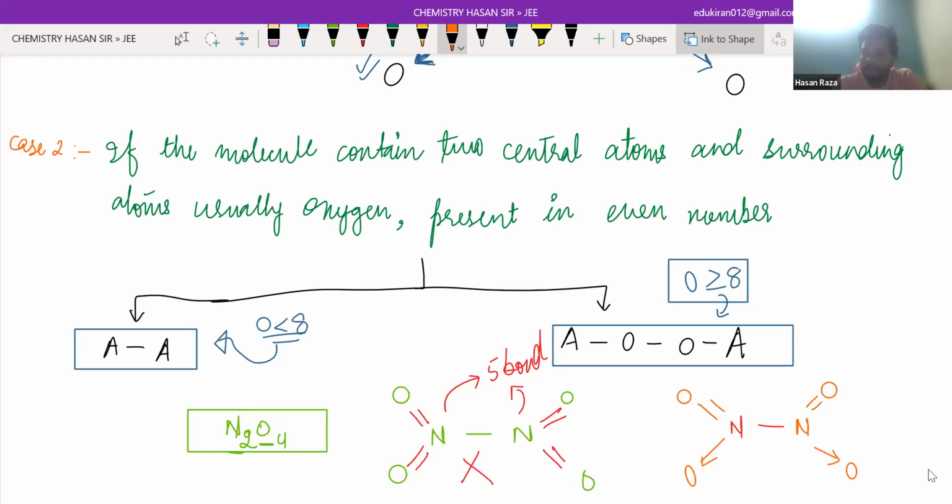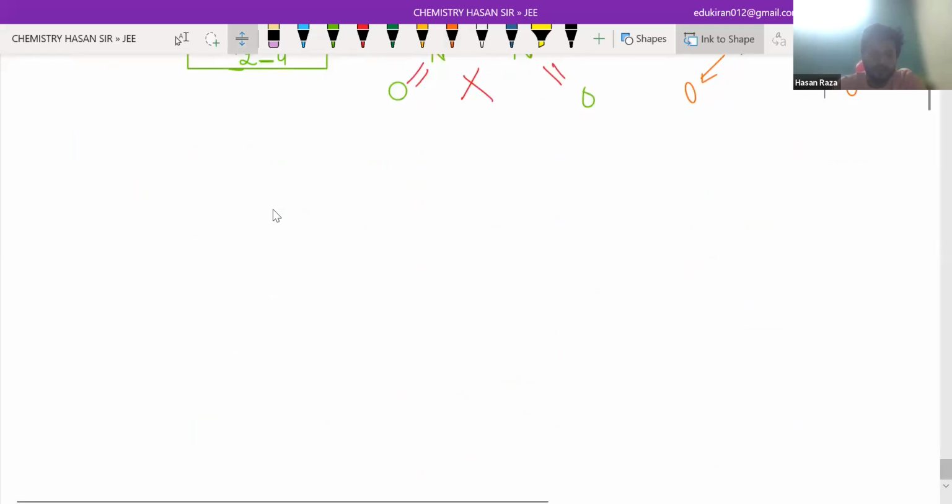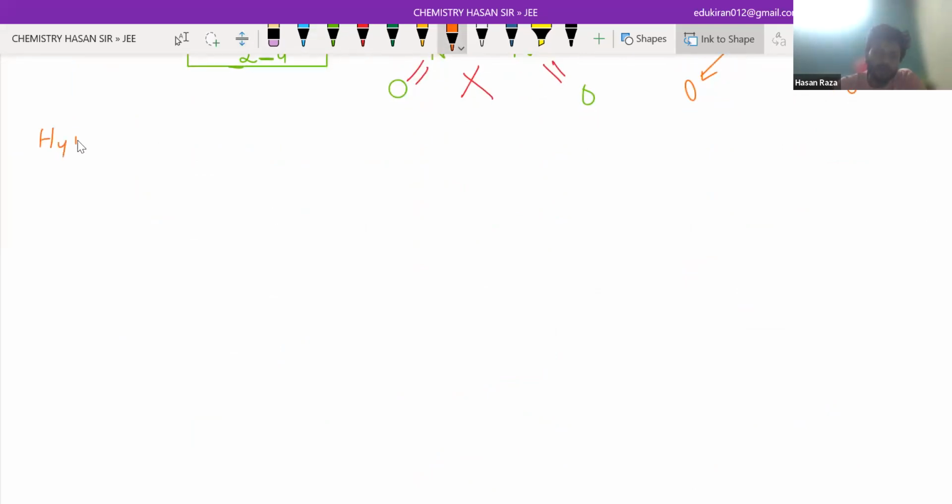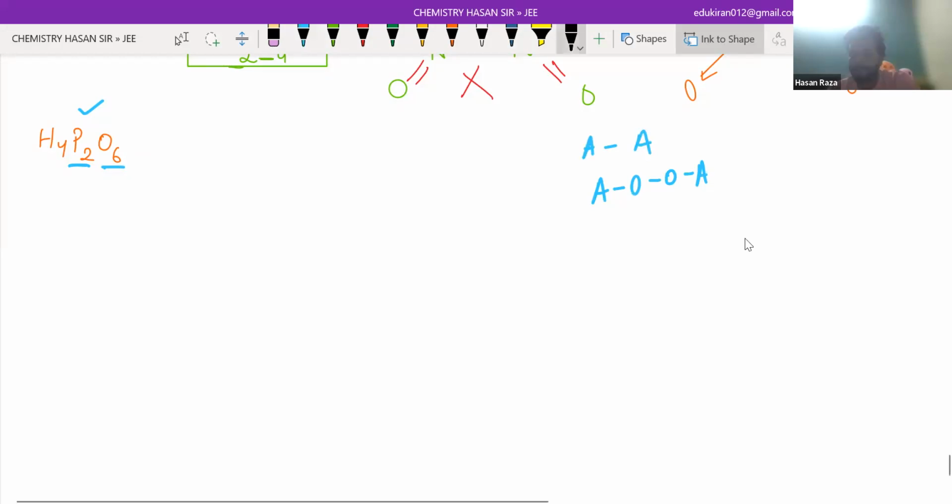Now I'm going to give you some oxo acids, which are very, very important. Please draw the structure of H4P2O6. First of all, you recognize the central atoms. How many central atoms are there? 2 central atoms. Now you look at the oxygen. Don't look at any other thing. Recognize the central atom and go for oxygen directly. Now you can see an even number of oxygen. For even number, we have two linkages, either AA or AOOA. Can anyone tell me which linkage we are going to use here?